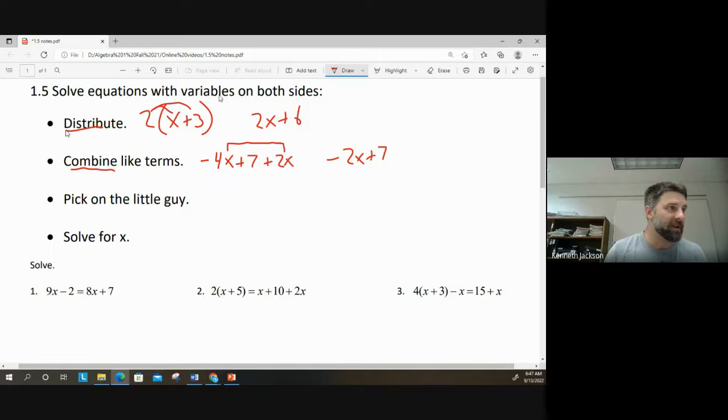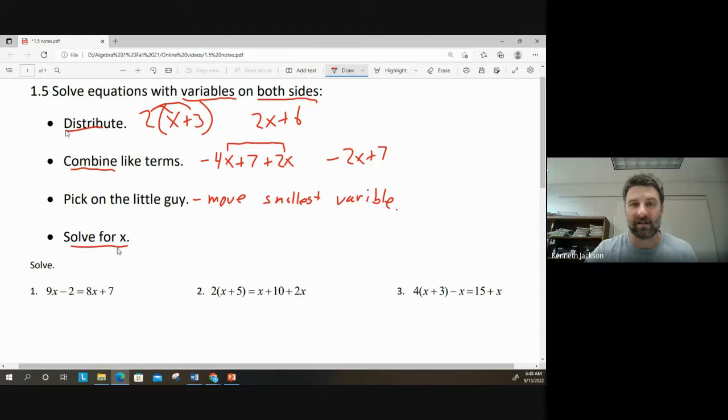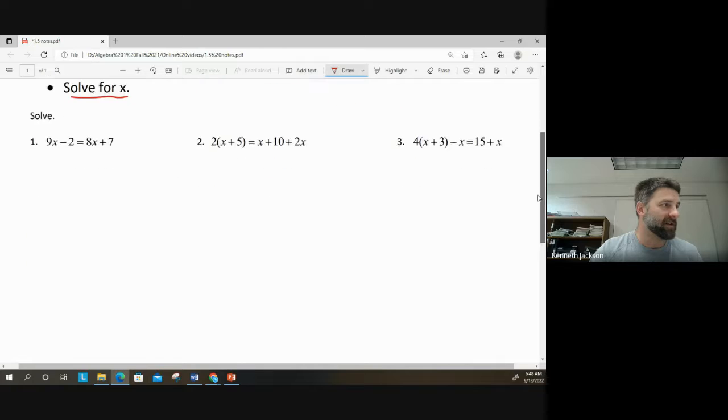Now, when you introduce an equation with a variable on both sides of the equal sign, well, then we have this step which I call pick on the little guy. And that's to help the students remember which variable to move. And I would say always move the smaller of the two variables. Move smallest variable. And then from there, we're using the steps that we've already discussed to get x by itself, inverse operations. So let me walk through 3 examples with us.